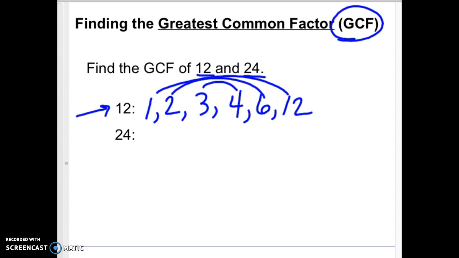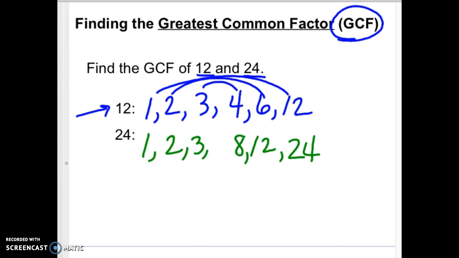Now I'll do factors of 24. 1 and 24. 2 and 12. 24 is a multiple of 3, 3 and 8. And I can also get 24 by multiplying 4 and 6. So those are all the factors of 24.